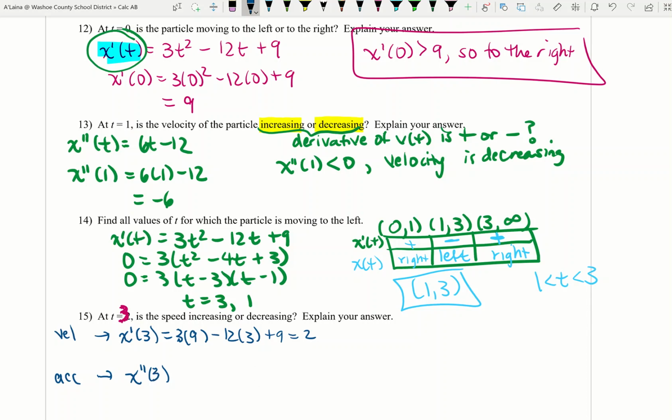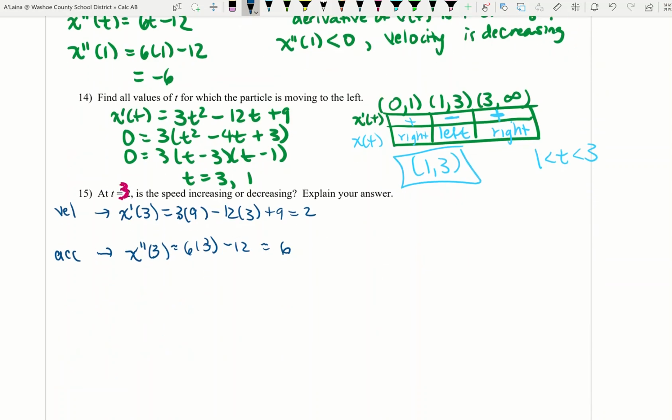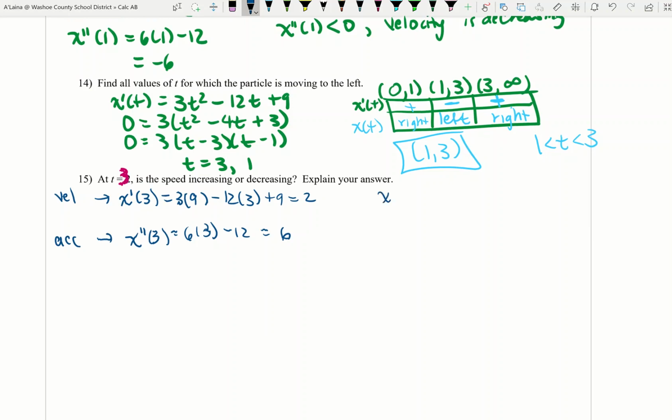x double prime of 3, I would do 6 times 3 minus 12, which is also positive. And so because x prime of 3 and x double prime of 3 have the same sign, what that tells me is that the speed is increasing. If they'd had different signs, then I would say they're decreasing.